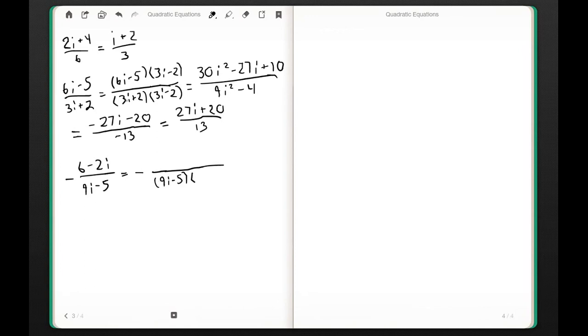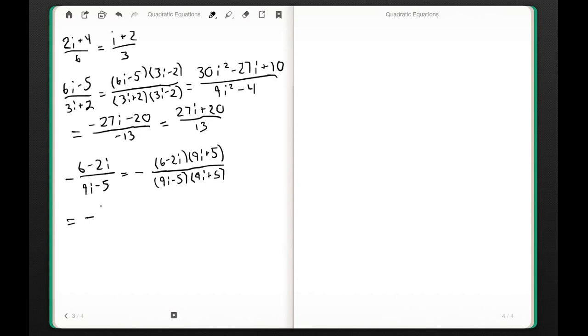Well, look up here. We had 3i plus 2, so we multiplied by 3i minus 2. Now we're starting with the minus. 9i minus 5, we're going to multiply by 9i plus 5. And then we just multiply by the same thing in the numerator, so that the expression stays the same. And now we simplify. Keep the negative out there.